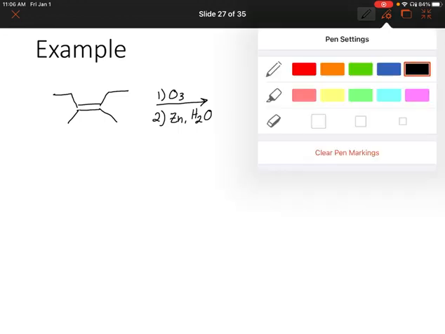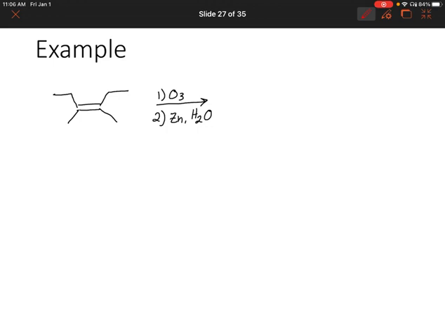Okay, so let's see what our products would be here. So again, we're cutting our double bond in half, and we're going to add an oxygen to both of those double bond halves. All right, so we would end up with two molecules that look like that. If we rotate them, or even if we just look at them here, we can see that they're identical.